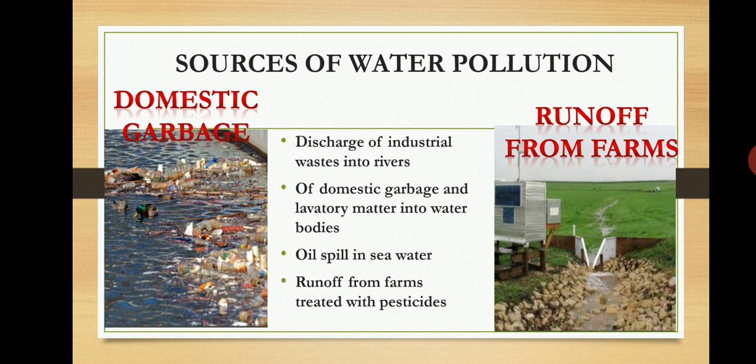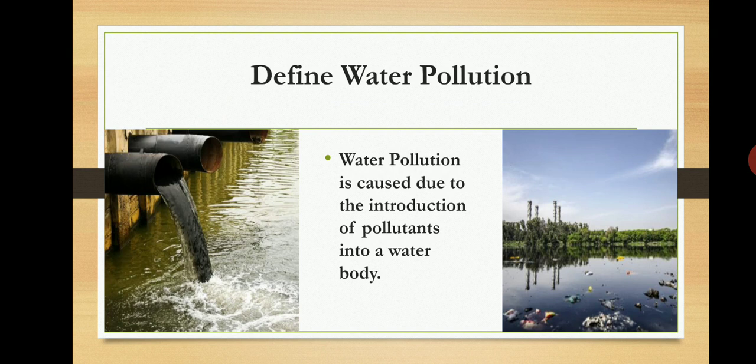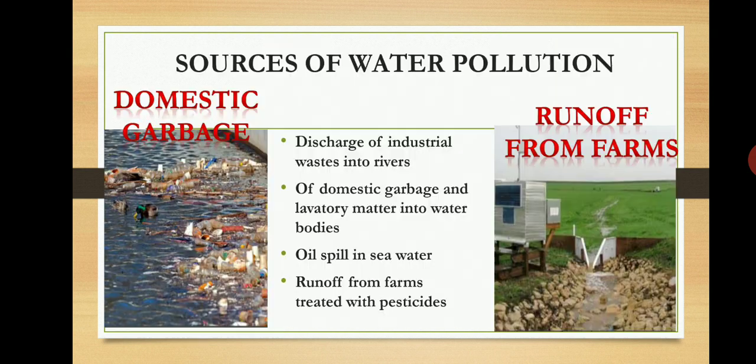Now, sources of water pollution caused by humans. Human-made causes of water pollution. What does it include? Repeat with me. Discharge of industrial waste into rivers, that is, waste coming from industries into the water. Domestic garbage and laboratory matter into water bodies, oil spill in seawater, runoff from farms treated with pesticides. These are some sources of water pollution caused by humans.